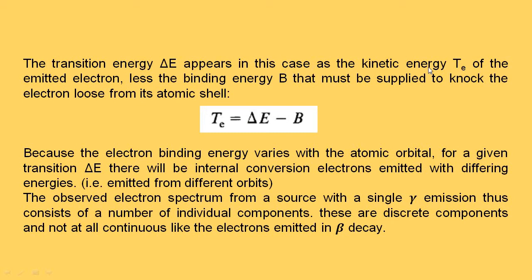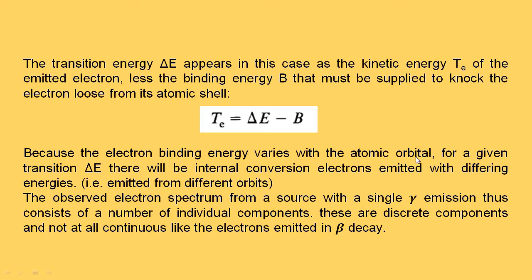The transition energy delta E, which is the energy difference between the excited state and the ground state, appears in this case as the kinetic energy T_e of the emitted electrons, where it is less than the binding energy B that must be supplied to knock the electron loose from its atomic shell. So from this delta E, a portion B is used. It is the binding energy of the electron. So the kinetic energy of electrons will be delta E minus B.